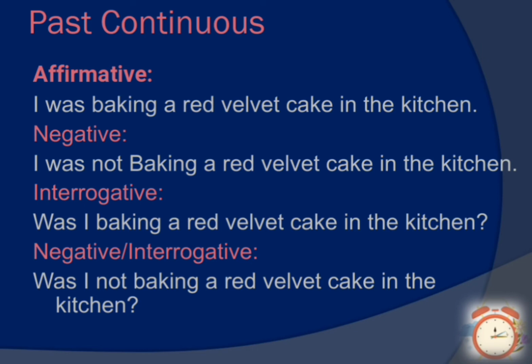Sentences for past continuous. Affirmative. I was baking a red velvet cake in the kitchen. Negative. I was not baking a red velvet cake in the kitchen. Interrogative. Was I baking a red velvet cake in the kitchen? Negative interrogative. Was I not baking a red velvet cake in the kitchen?